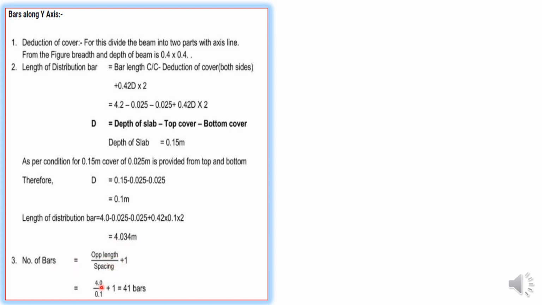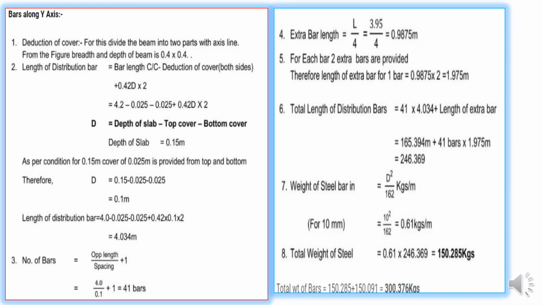Number of bars is length divided by spacing plus 1, that means 4 divided by 0.1 plus 1, which is equal to 41 bars. Extra bar, L by 4, that is 3.95 by 4, is equal to 0.9875 meter. For each bar, 2 extra bars are provided. Therefore, length of the extra bar for 1 bar is equal to 0.9875 into 2, which is 1.975 meter.